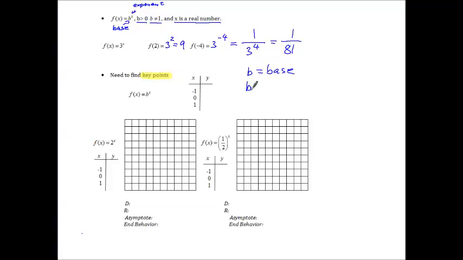b to the power of negative 1, just like above. Remember, negative exponents, take that term and put it into the denominator, and that would be 1 over b. b to the power of 0. It's also a pretty important one, but at the same time easy to remember. Anything to the power of 0 is always 1. And b to the power of 1 is just basically b itself. Let me also transfer that here into our table of key points.